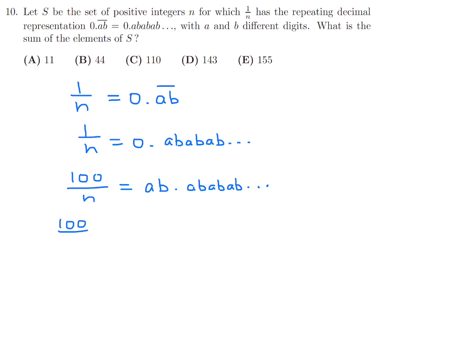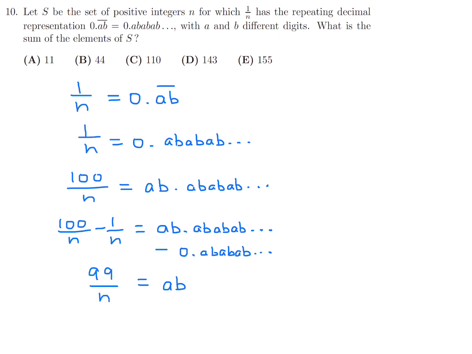So it becomes 100 over n minus 1 over n, and this becomes ab dot ab, minus 0.ab. And when you do that, the only thing you get on the right side is just ab, right? And then this becomes 99 over n. So ab is an integer. It's some integer, and therefore 99 over n must be an integer.